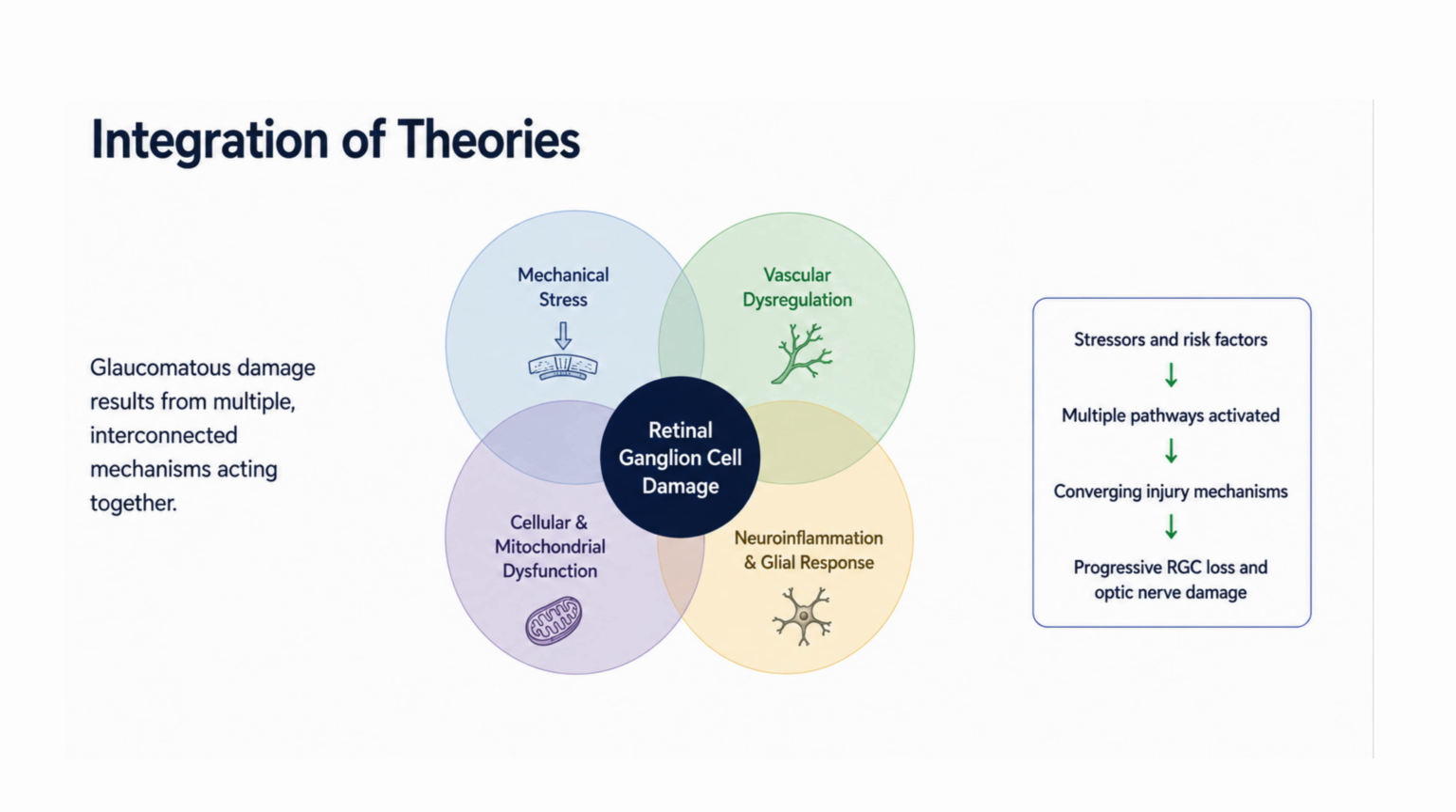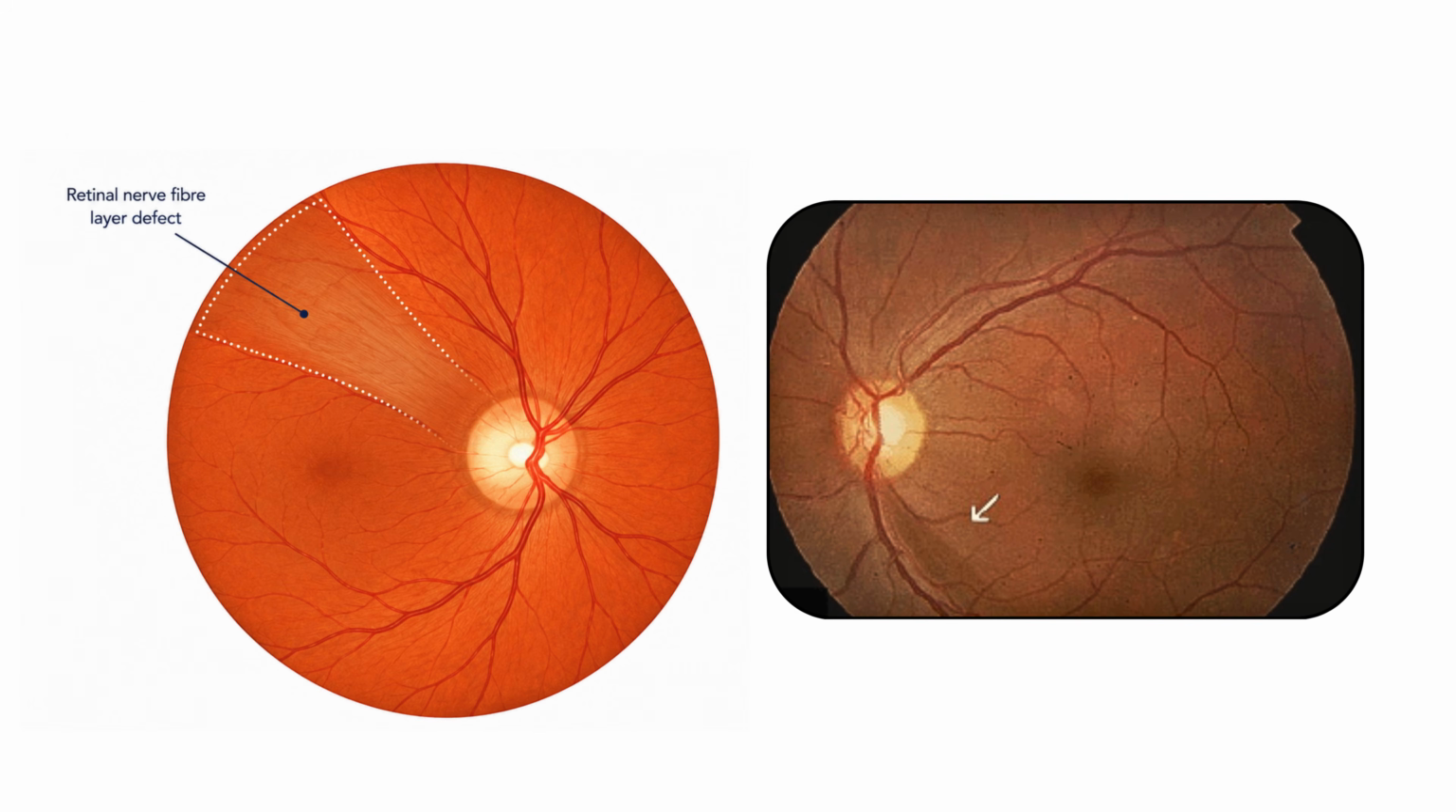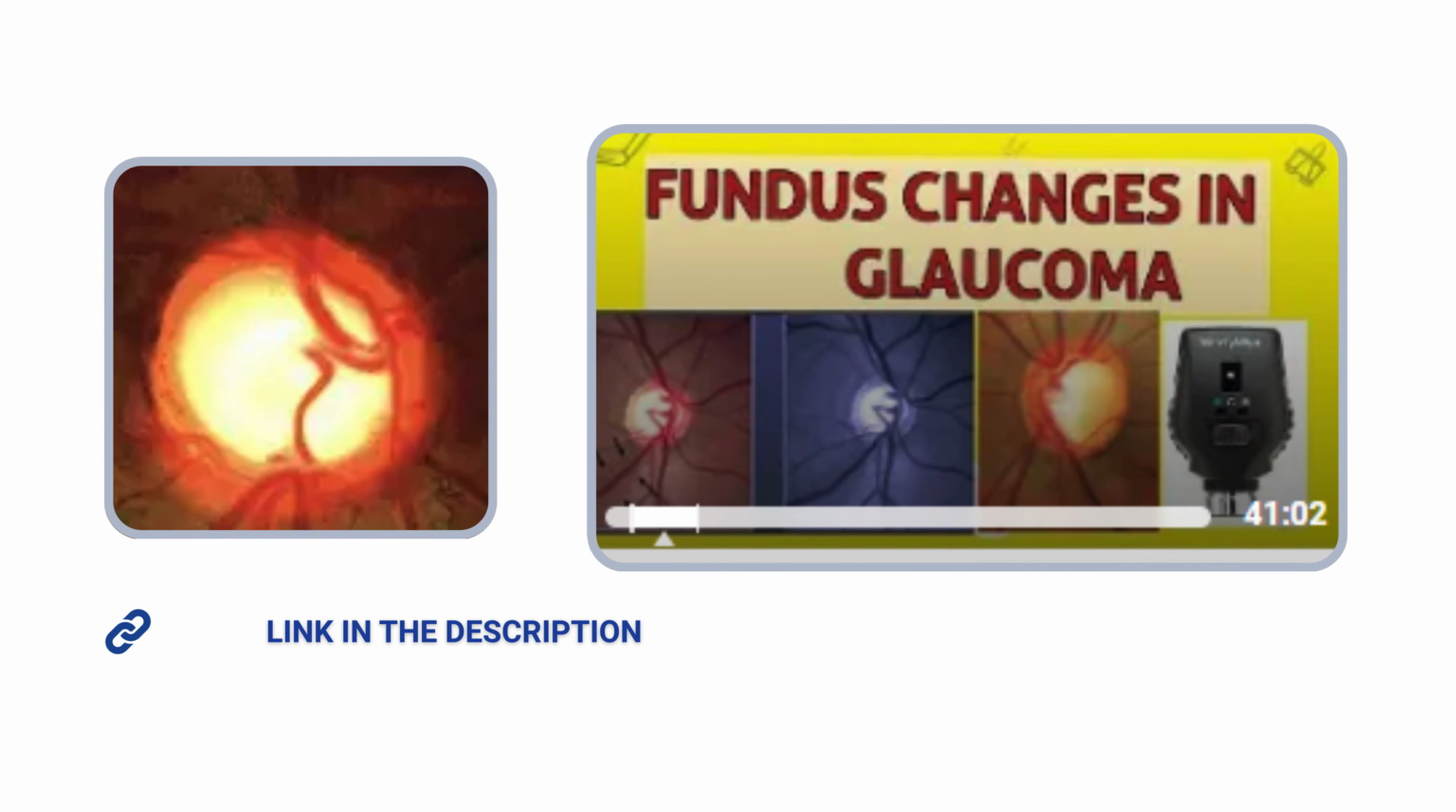cells. As the axons are lost, the retinal nerve fiber layer also starts becoming thinner, and this we see in the form of the retinal nerve fiber layer defect. With further neural loss, characteristic optic nerve head changes also develop.